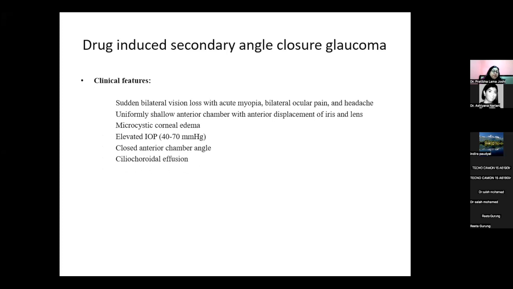Clinically, we will see sudden bilateral loss of vision, decreased vision with myopia, bilateral ocular pain, and headache. There is uniform shallowing of the anterior chamber and anterior displacement of the lens-iris diaphragm. There is microcystic corneal edema. IOP is usually very high, 40 to 70 mm of mercury, with a closed anterior chamber angle and ciliochoroidal effusion.